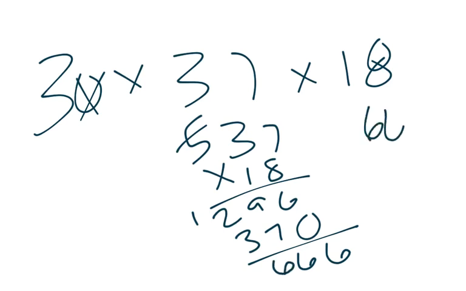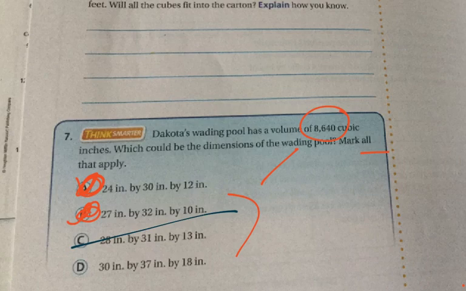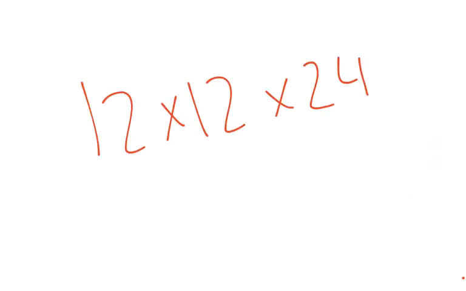And then I have to multiply that, 666, which is scary, times 3. 3 times 6 is 18. 3 times 6 is 18 plus 1 is 19. 3 times 6 is 18 plus 1 is 19, and then add a 0, so it's way bigger. So A and B are the only ones that work.